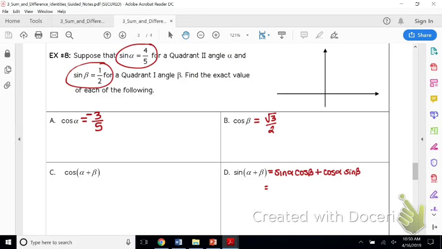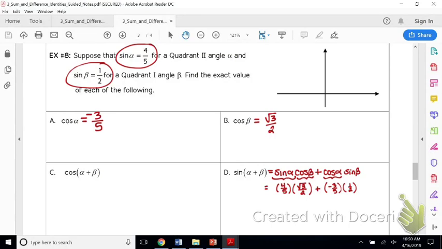So sine of alpha, what is sine of alpha equal to? Good. Times, what's cosine of beta? Square root of 3/2. Good, that came from part B. Plus, what's cosine of alpha? Negative 3/5. Times, what's sine of beta? 1/2, because we found it in B.